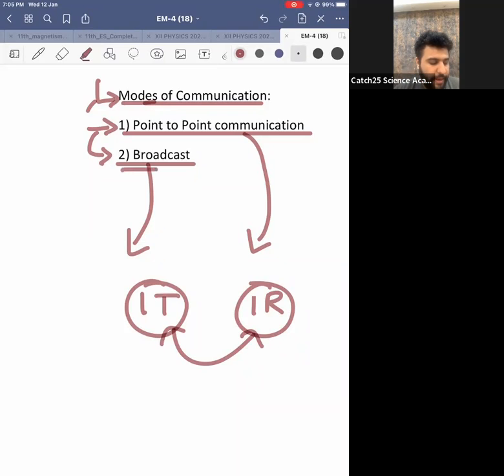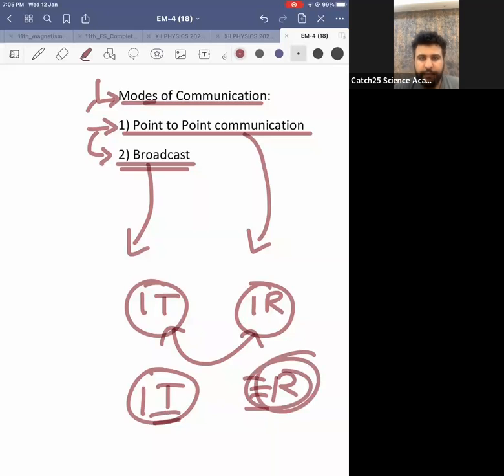And the second part of communication is broadcast communication. Broadcast communication means one transmitter, many receivers. For example, television broadcast. One television station, but many people are watching the TV. One channel, many people are watching. Or right now, our Zoom session is a broadcast because for one transmitter, I have many receivers. Means for one person who is talking, many people are listening. Okay. So point-to-point communication is one transmitter and one receiver, and broadcast communication is one transmitter and multiple receivers.